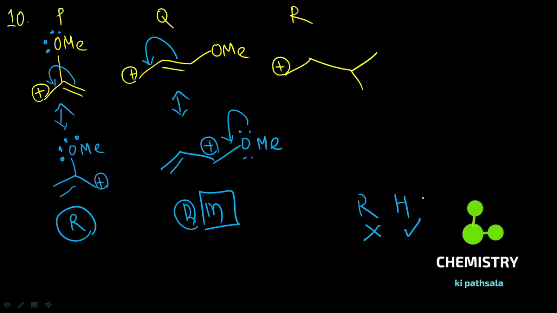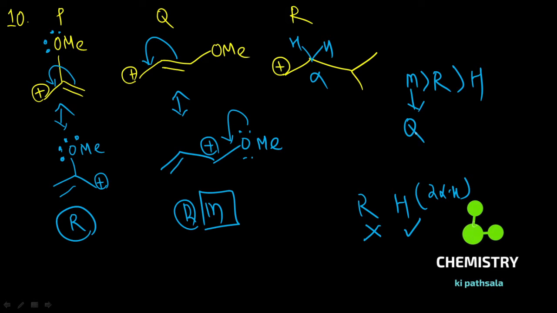There is only hyperconjugation because of these 2 alpha hydrogens. So obviously, mesomeric effect dominates over resonance, and resonance dominates over hyperconjugation. So what will be the answer? The answer will be Q greater than P greater than R. Yes, cleared? Coming to the next slide.